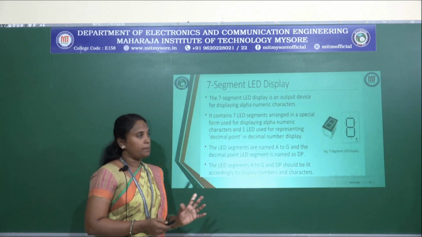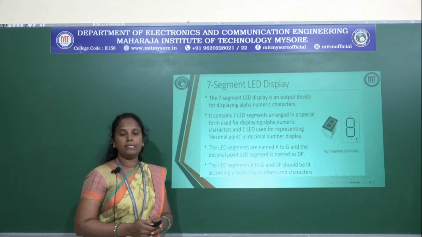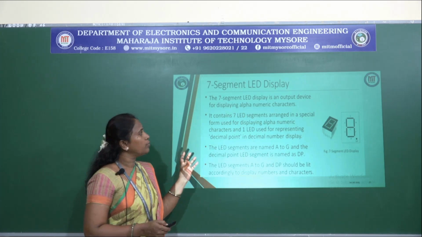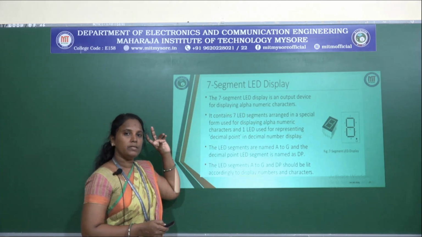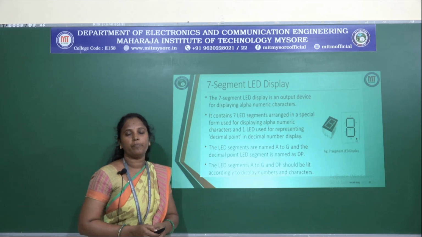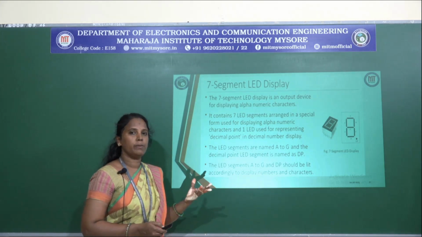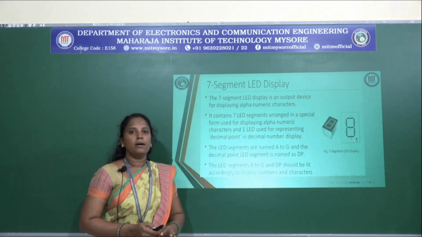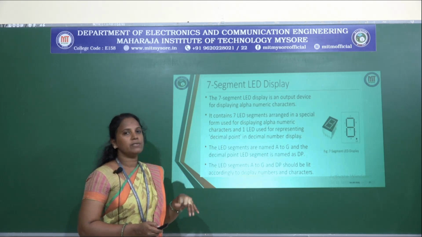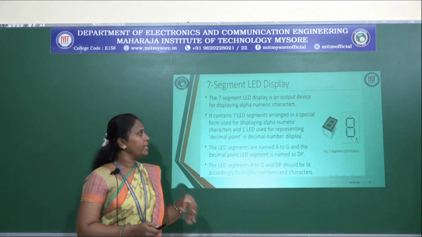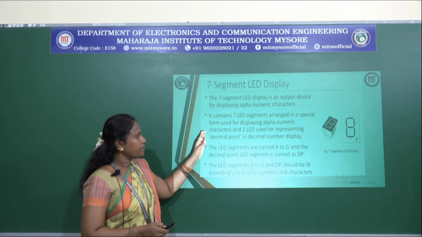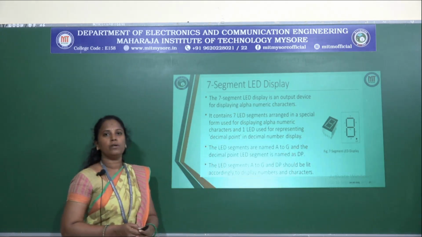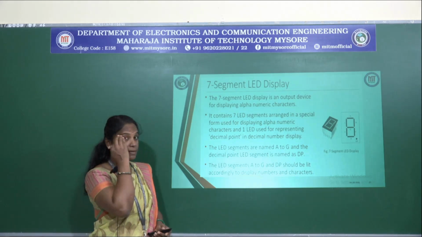Now we have the representation of the 7-segment LED display. We use this device for displaying alphanumeric characters. That means you can display both alphabets as well as numbers. That is why it is an output device used for displaying alphanumeric characters.